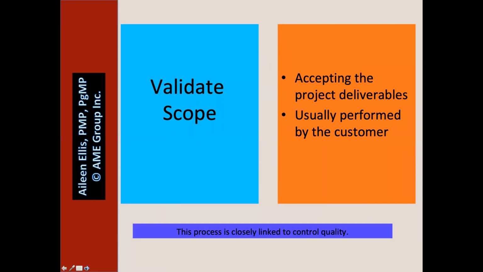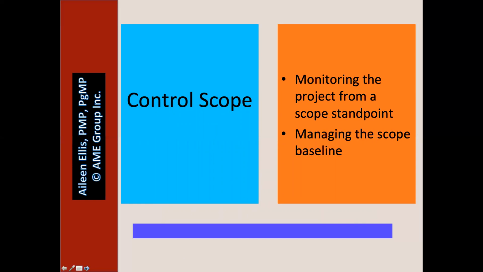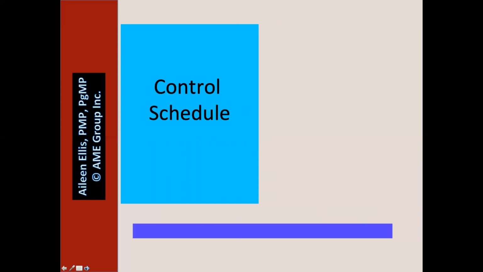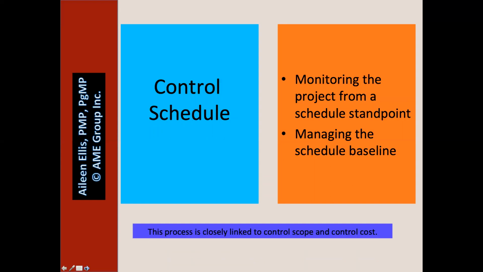Remember, this process is closely linked to control quality. Control scope, monitoring the project from a scope standpoint, managing the scope baseline. This process is closely linked to control schedule and control cost. Control schedule, hopefully you can guess what I'm going to say. Monitoring the project from a schedule standpoint, managing the schedule baseline. Closely linked to control scope and control cost.